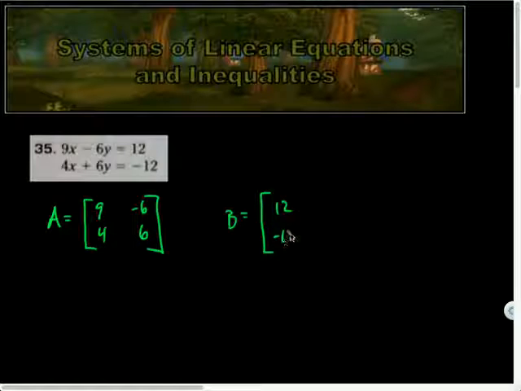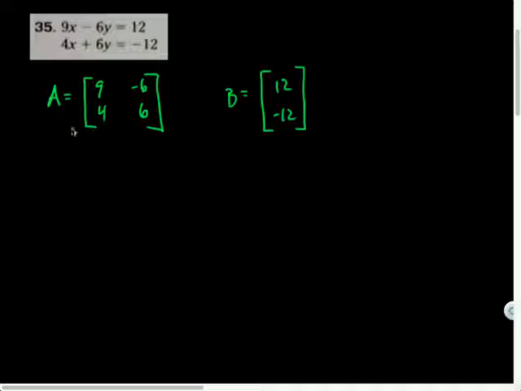But that's fine. Matrix A is the coefficient matrix, so it's going to be a 2 by 2 matrix. That would be 9, negative 6, 4, and 6. Matrix B is the right-hand side, or the constants, so that's 12 and negative 12. Basically, I've got matrix X, which is my unknowns, little x and little y. And X is going to equal A inverse times B. That's what I'm looking for.